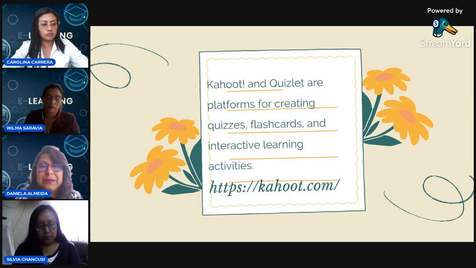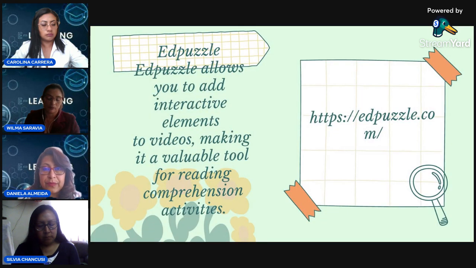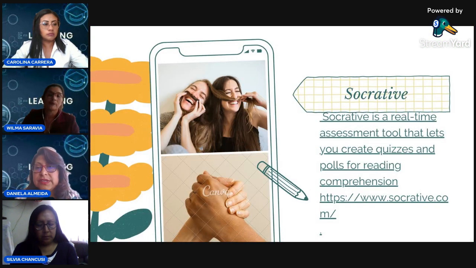Kahoot and Quizlet, they are platforms for creating quizzes, flashcards, and interactive learning activities. We have another really powerful tool, which is Edpuzzle. Edpuzzle allows you to add interactive elements to videos, making it a valuable tool for reading comprehension activities. Socrative. Socrative is a real-time assessment tool that lets you create quizzes and polls for reading comprehension.